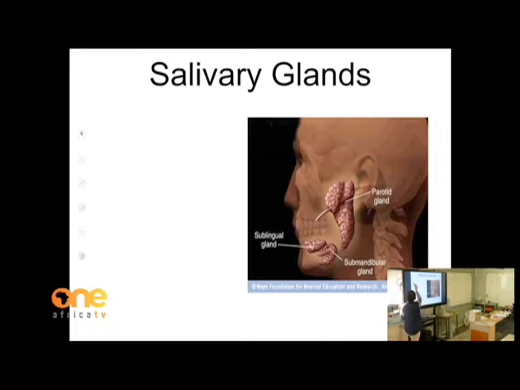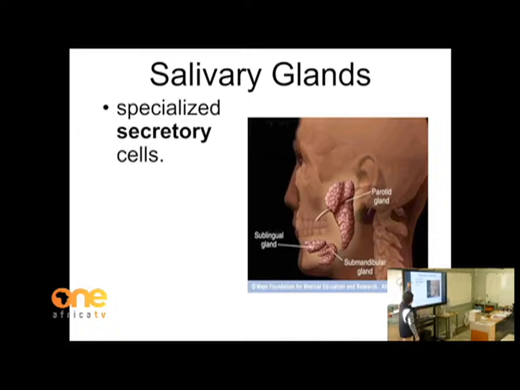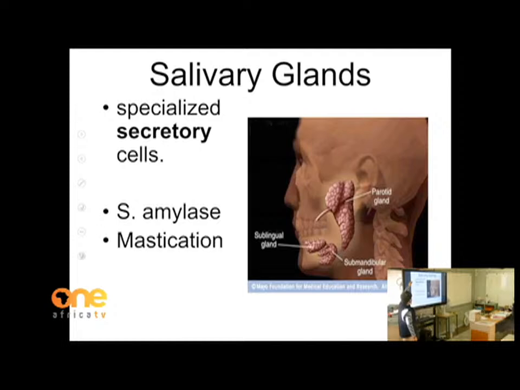Okay, and we already know they are secretory cells. Salivary amylase we know. Mastication is the process of chewing.